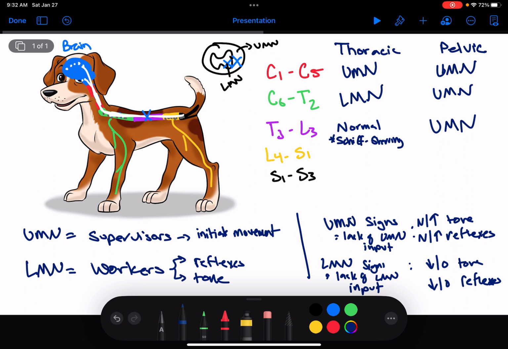And in some cases, this tone can be pretty significant to where the animal can't actually rise on its own or falls over. How you tell the difference is you test those limbs. With Schiff-Sherrington, the only thing that should be increased is tone. Everything else should be normal. You should have motor function. You should have proprioceptive function being normal. You should have reflexes being normal. So everything except tone should be normal.